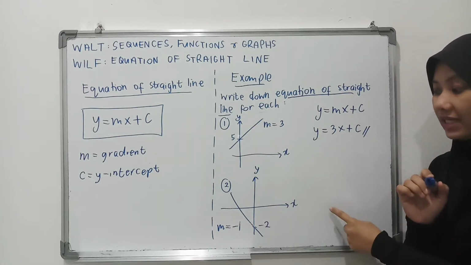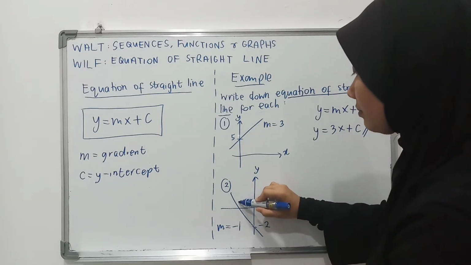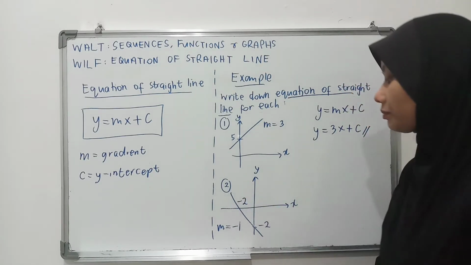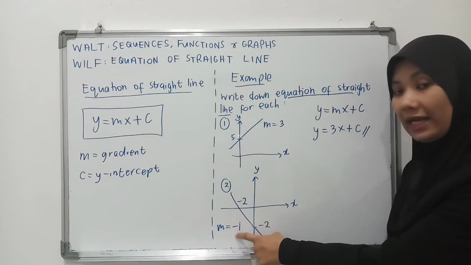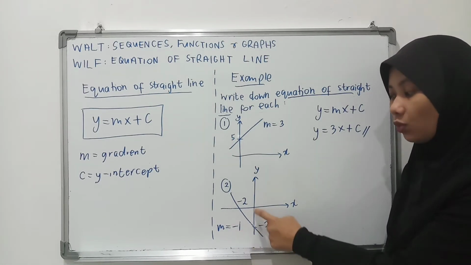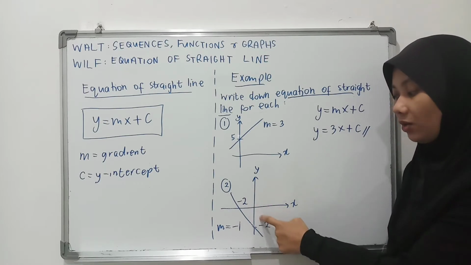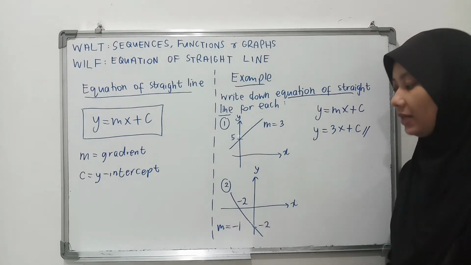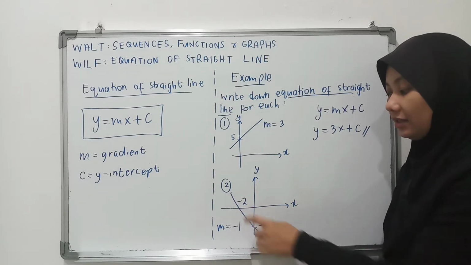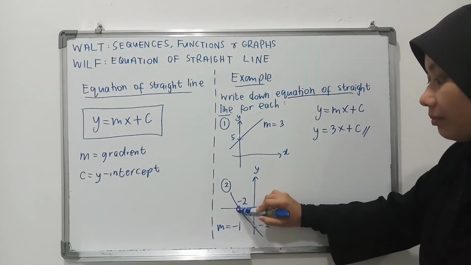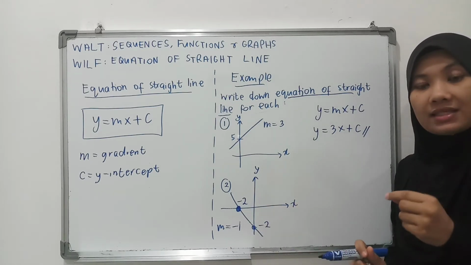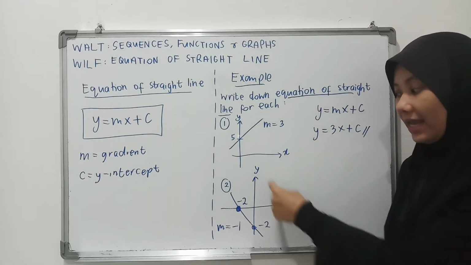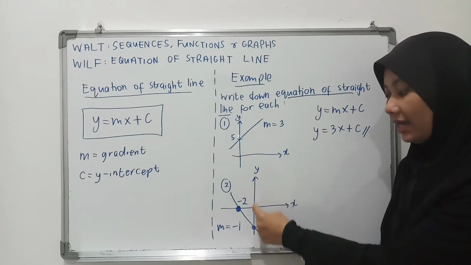Okay, so for the second example, let's say, okay, this is the line. Given that my gradient is equal to -1. So which one is my y-intercept now? Is it -2 or negative? Oh, I gave the same value. Is that your y-intercept or that y? Which y? Remember, for y-intercept, we just focus on the y-axis only. This is your y-axis.